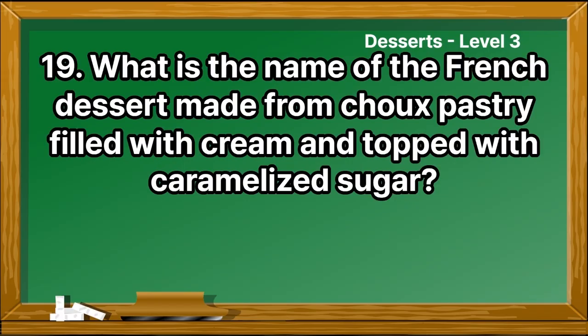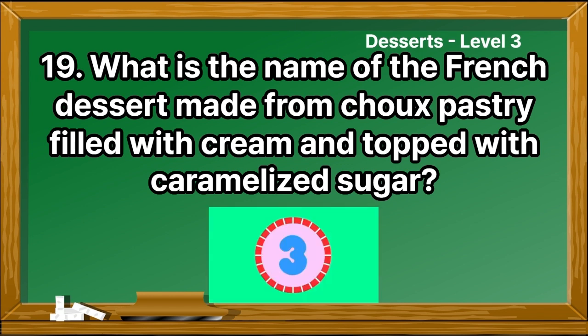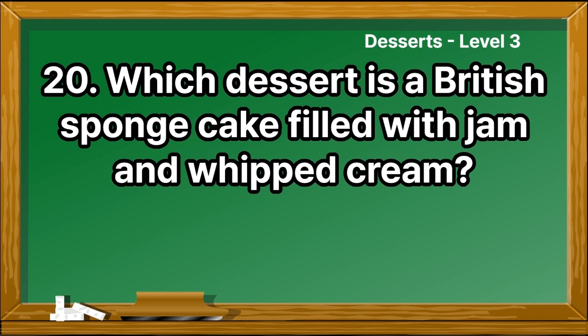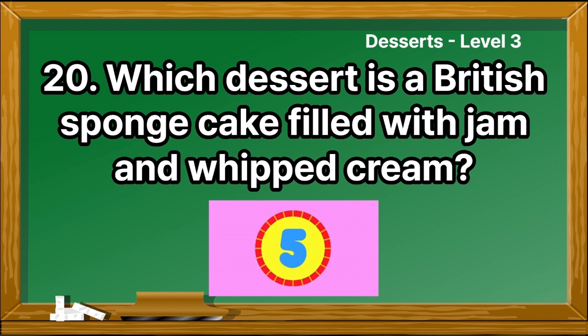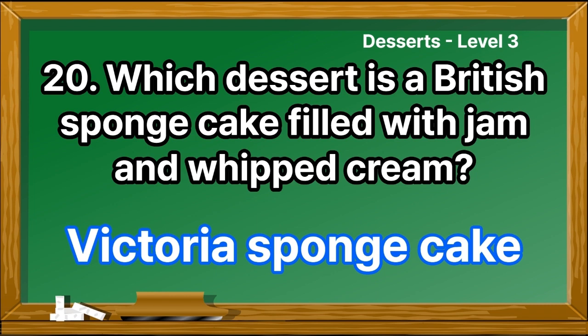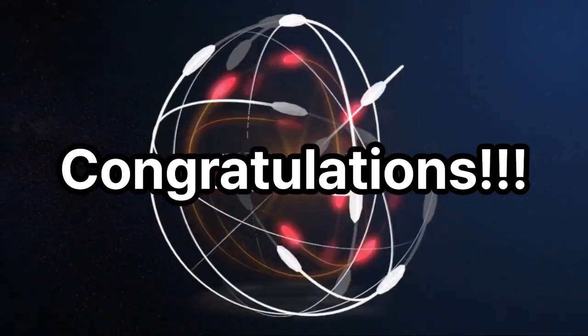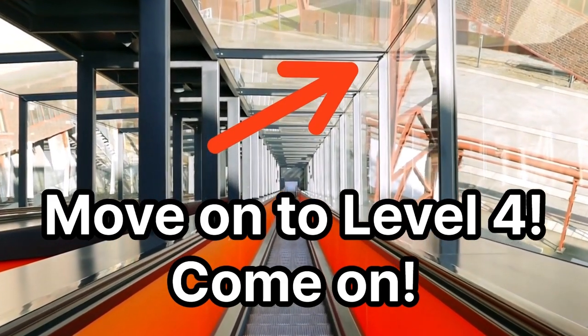What is the name of the French dessert made from choux pastry filled with cream and topped with caramelized sugar? Paris Brest. Which dessert is a British sponge cake filled with jam and whipped cream? Victoria sponge cake. Congratulations! Move on to level 4. Come on.